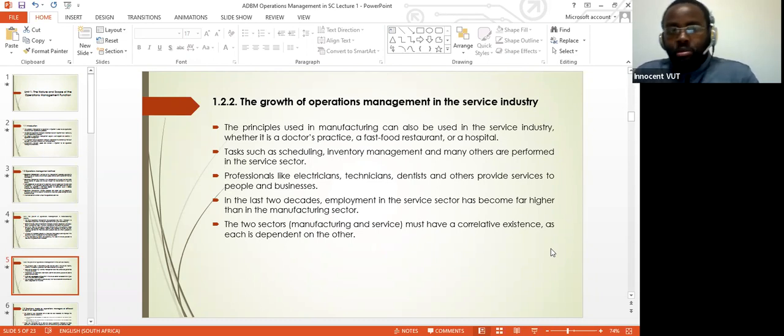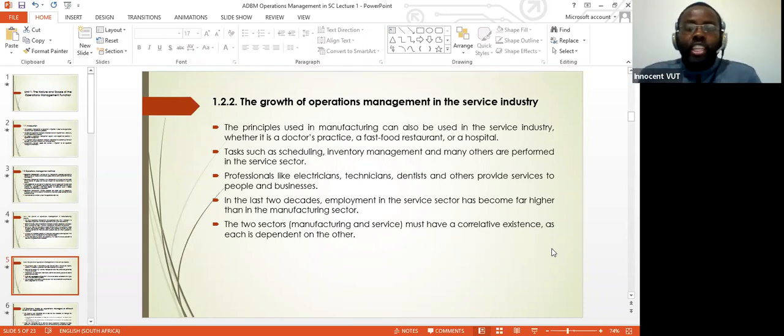So in the service industry, we are talking of people who provide medical services, like a hospital. We have a doctor's practice. We have also restaurants. They are all in the service industry. We can also talk of educational institutions. They are in the service sector. So we are saying the principles that are used by businesses in the manufacturing sector can also be used in the service industry.